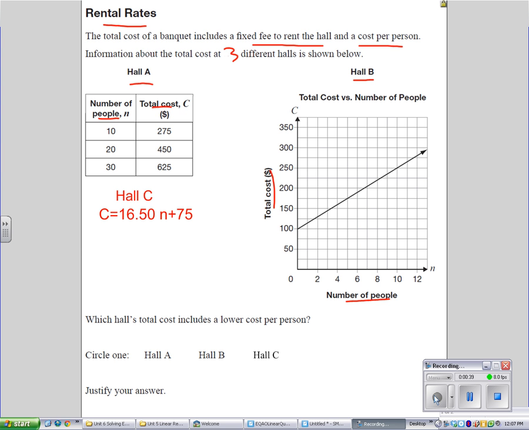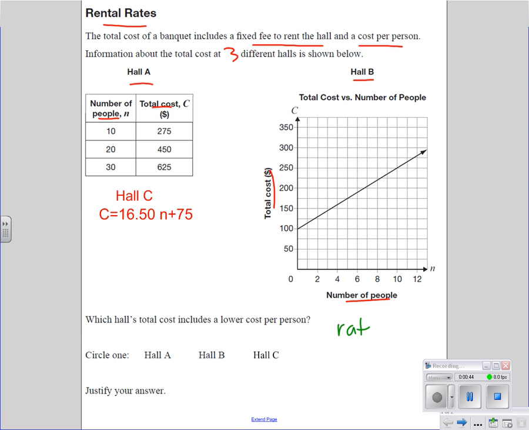So I need to compare these relationships, and the way to do that is to look at the rate of change and the initial value for each hall. So I'm going to start by looking at Hall B because most of the information is already available in the graph. The initial value here is at 0 people costs me $100, and the rate of change I'm going to find by using this point as well as the point 5, 175.